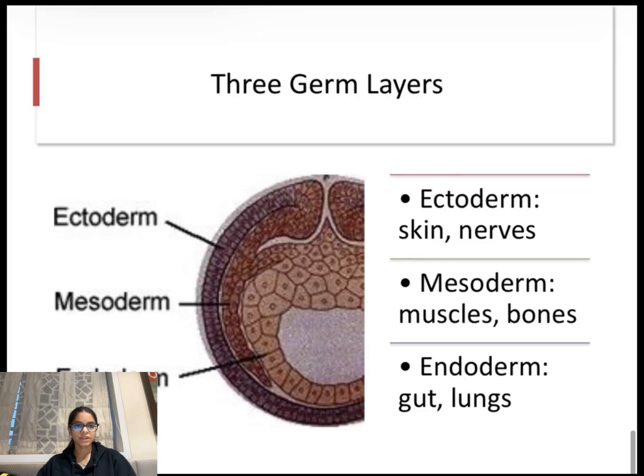Now the 3 germ layers. First is the ectoderm, which forms the skin, nervous system, and the sense organs. The mesoderm forms the muscle, bone, heart, kidney, and blood. The endoderm forms the digestive tract, lungs, liver, and pancreas. All organs and tissues of the human body originate from these 3 germ layers.